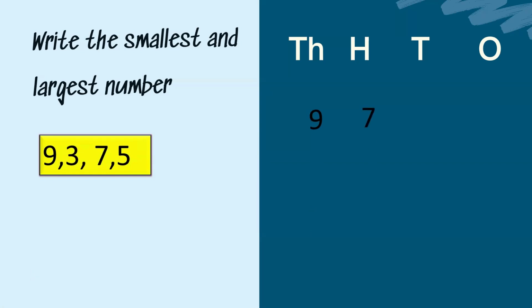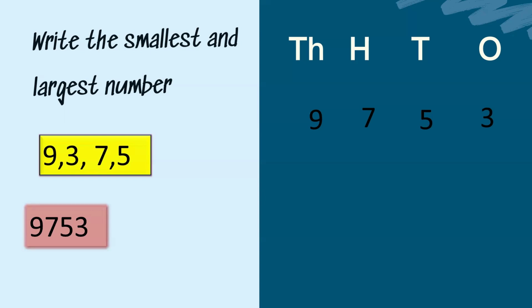Then find the next largest among the remaining numbers, 5 and 3. 5 is larger than 3, so place it in the tens place and 3 in the ones place. So, with 9, 3, 7, 5, the greatest possible number becomes 9,753. Now, to form the smallest number, arrange digits in ascending order, from the smallest to the greatest.